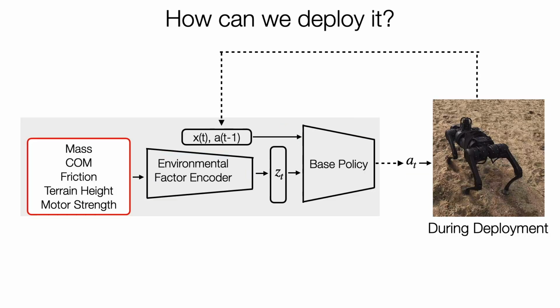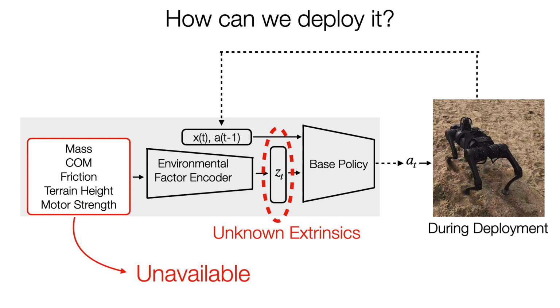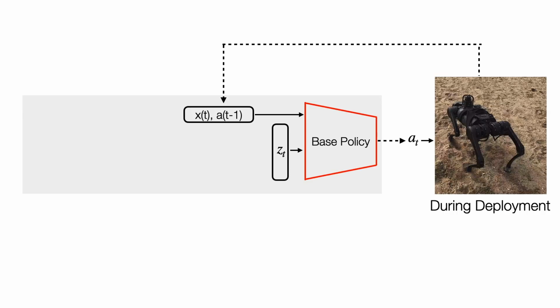But when we deploy this in the real world, the biggest challenge is that this vector of extrinsics cannot be computed because the environment factors are unavailable. This is what people call the simulation to real gap, but the problem is actually deeper than that. The real world values of these parameters will vary from one terrain to another, so no single choice is correct. Even if I can measure them in my living room, it would fail to work in any of the videos I showed earlier. What we need to do is to estimate these extrinsic parameters online at runtime.